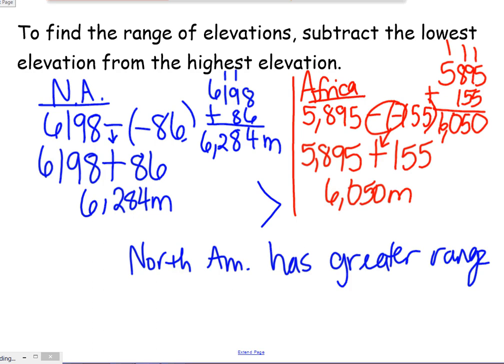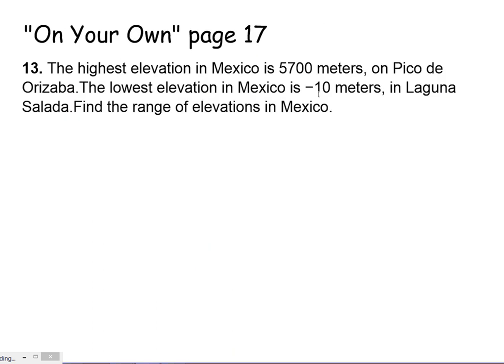I want you to try number 13 of the on your own. This is on page 17. It says the highest elevation in Mexico is 5,700 meters on Pico de Orizaba. The lowest elevation in Mexico is negative 10 meters, and this is in Laguna Salada. Find the range of elevations in Mexico. So find the difference between 5,700 and negative 10. Please work that out and pause the video.